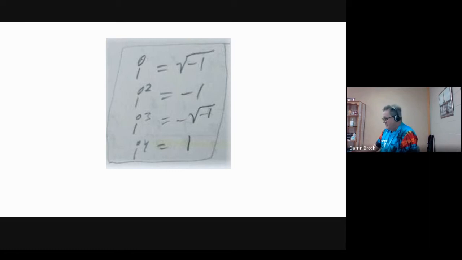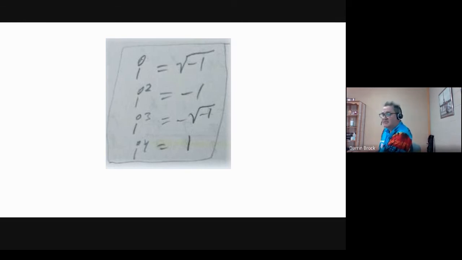If we go i to the fifth, that wraps around to the same as i, because it's i to the fourth times i, which is 1 times i. All powers go in a cycle of 4. i to the fifth, sixth, seventh, eighth, i to the ninth, 10th, 11th, 12th, i to the 13th, 14th, 15th, 16th. It's all going to wrap around and be one of these results for any power of i. So we've got to remember that.